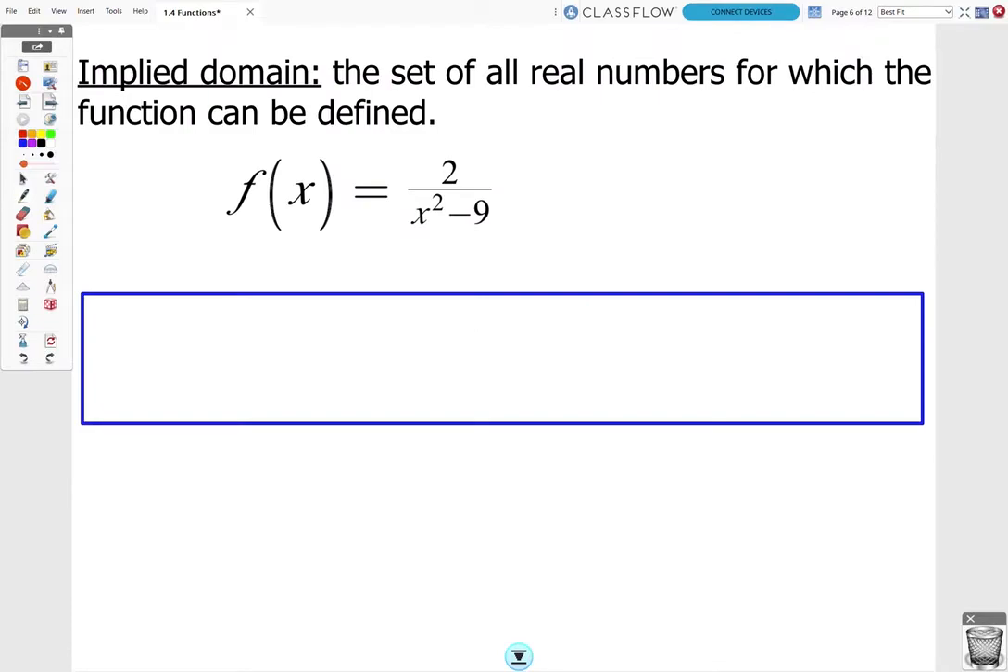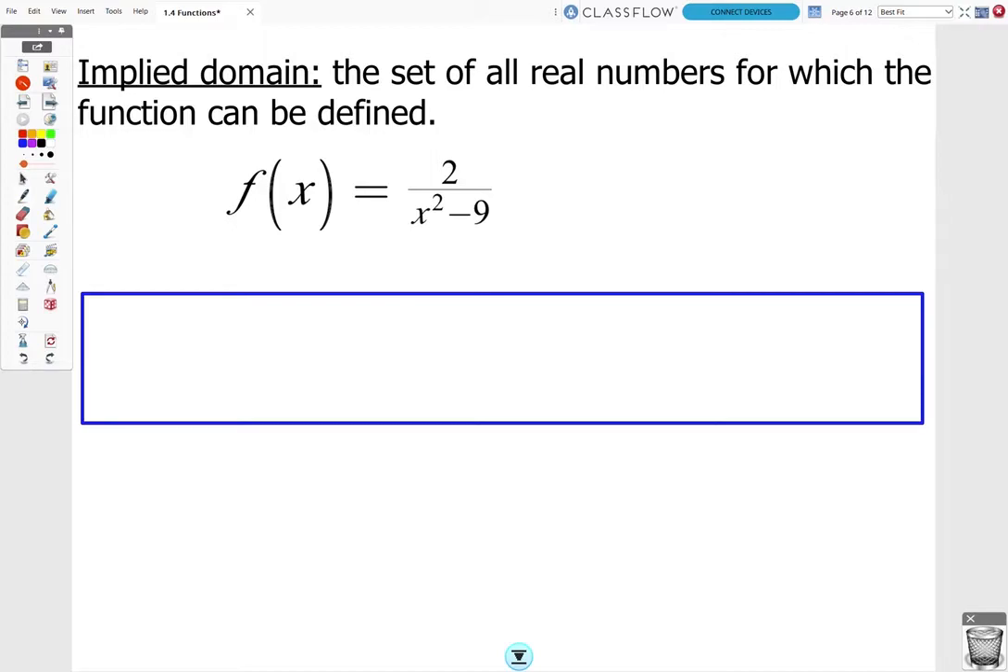All right, the next thing we have when it comes to domain is something that we call the implied domain. That is the set of all numbers for which the function can be defined. For the most part, every domain, every equation has something that you have to watch for, especially when you put things into words, or when you see things like this one. This one right away is telling me, hey, I have a fraction. And one thing that's never allowed when it comes to fractions is division by 0.